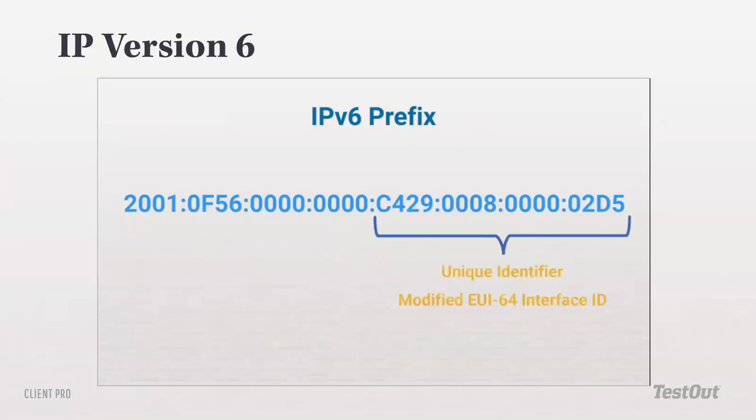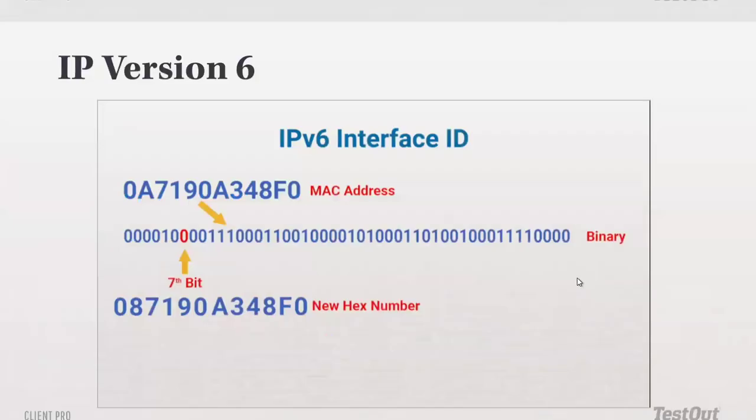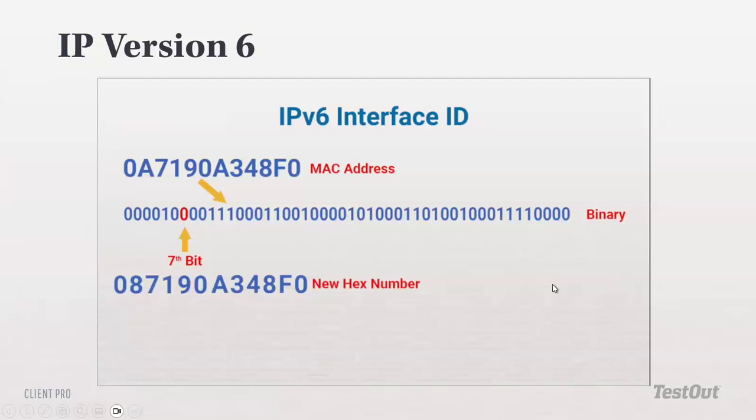And then we have the unique identifier, also known as a modified EUI-64 interface ID. That is the last 64 bits, or the last four groups of your IPv6 address. We have a MAC address right here. That's 48 bits, so we've got 6 pairs, a total of 12 hex characters. And then we have a binary number. That is my 64 bits right here.